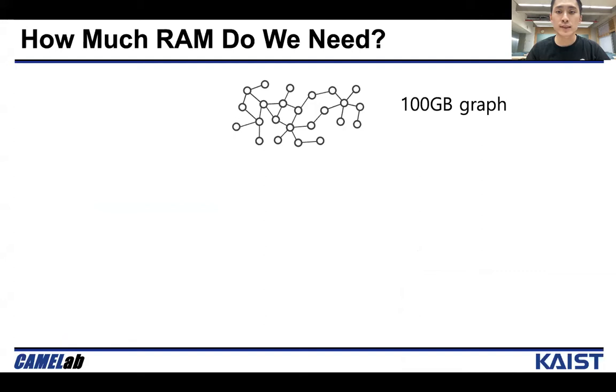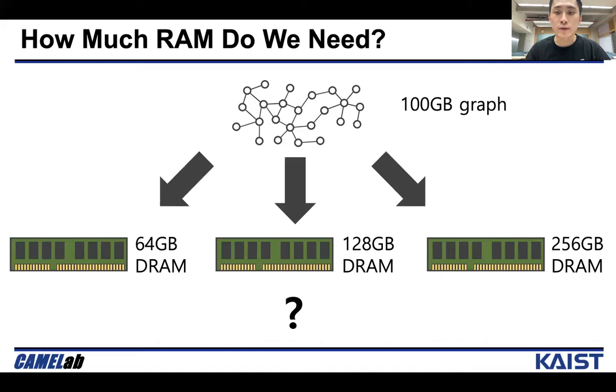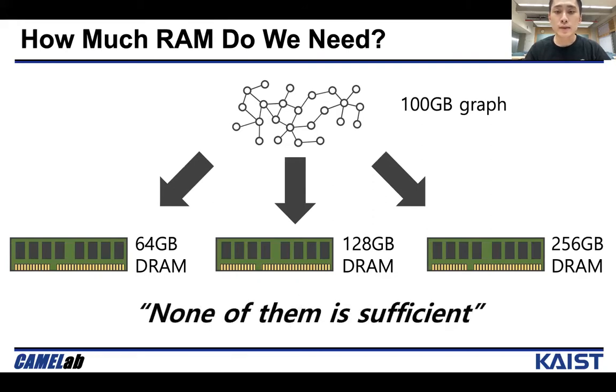So let's start with a simple question. Suppose that you have to run a graph application and the size of the raw graph file is 100 gigabytes. Then how much RAM would be enough to perform it efficiently? Some of you may think that 128 gigabytes or 256 gigabytes would be enough since it is larger than the graph size. However, based on our observation, the answer is that none of them is sufficient.